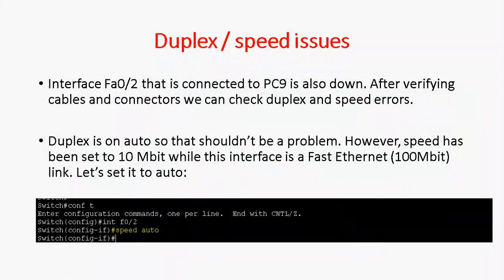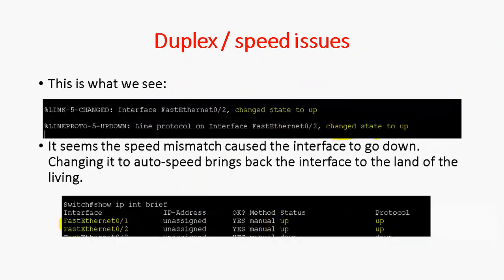So there is no issue with the duplex, but the issue is with the speed. If it's Fast Ethernet, it should definitely be 100 megabits, but here it shows 10 megabits, so that's why the port went down. So I'm changing the speed into auto. Go to that particular interface FA0/2, then the syntax for changing the speed into auto is to just give speed as a keyword, space auto. After a couple of seconds the port state changed to up. It seems the speed mismatch caused that interface to go down. Changing it to auto speed brings the interface back to the land of the living.